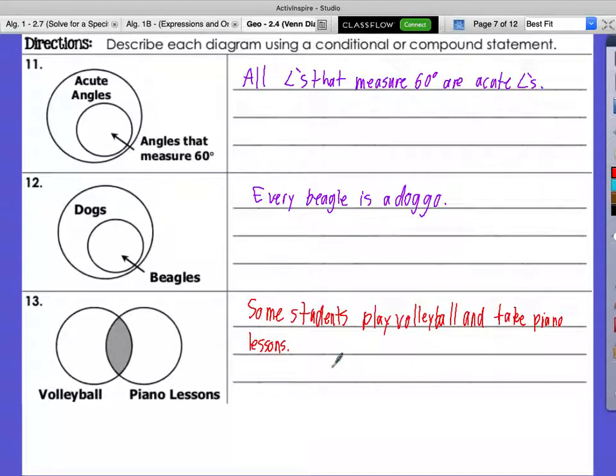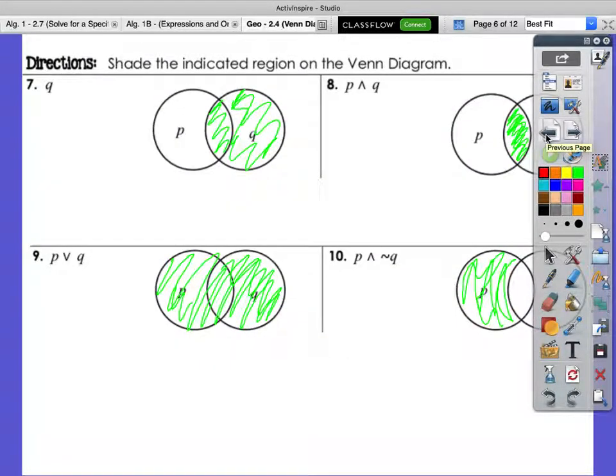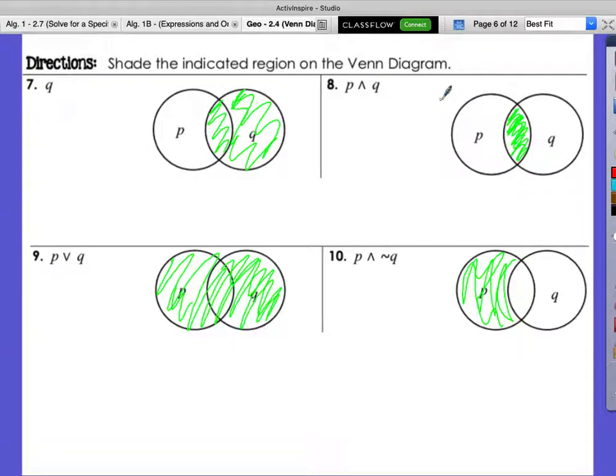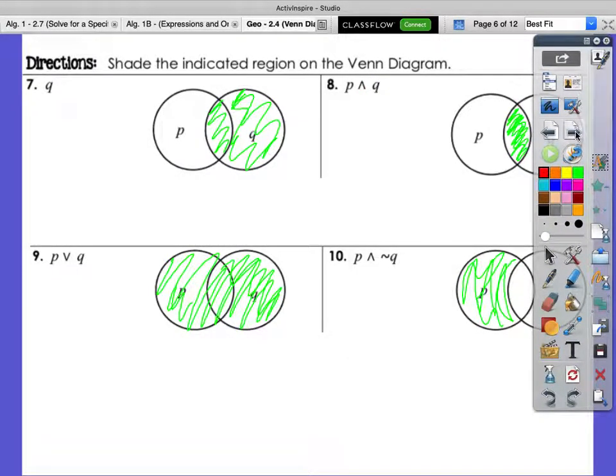Questions on 11, 12, Mackenzie? No, but good question. Let me explain why. If it was "or," it would be shaded like we shaded number 9 here. We're talking about "and" though. This is the "and" symbol. We're talking about one shaded like number 8. Thank you for asking that.